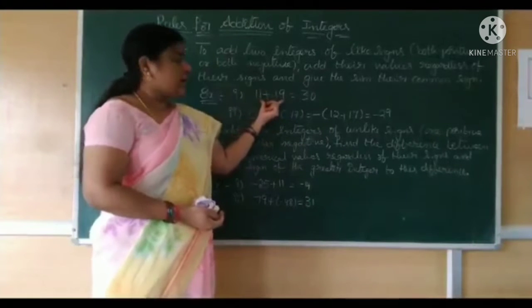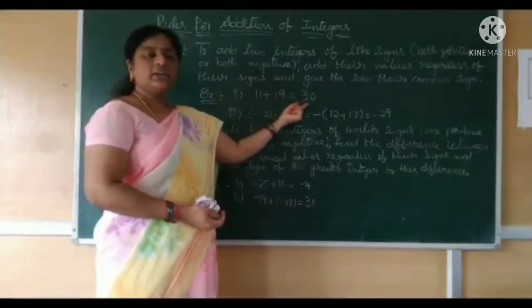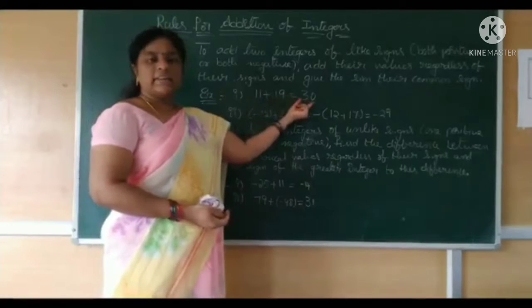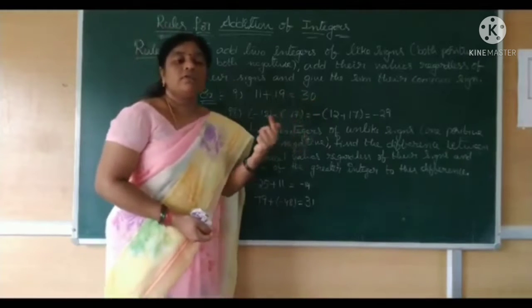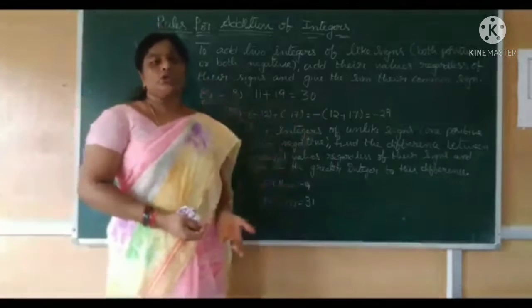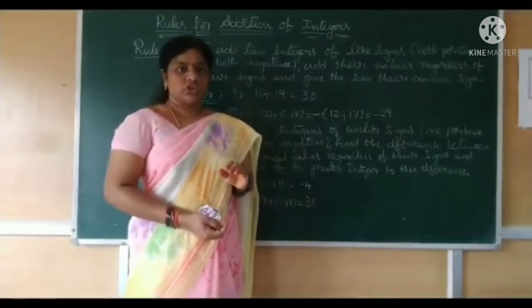Here 11 and 19 both are positive integers. What is the result here? Just add them. 11 plus 19 equals 30. 30 is also a positive integer. So what we know is, if we add two positive integers, the result is also a positive integer.